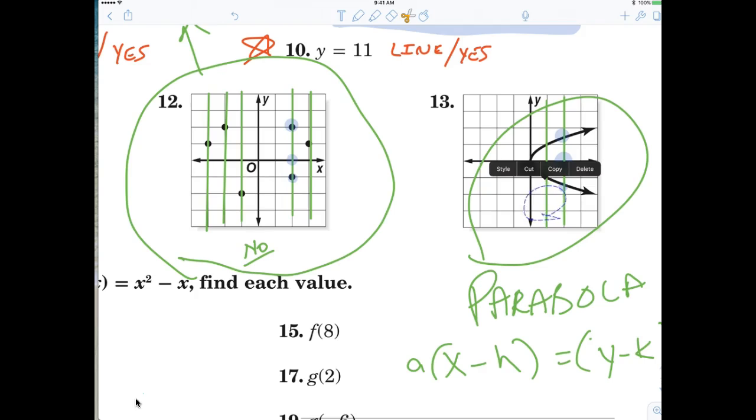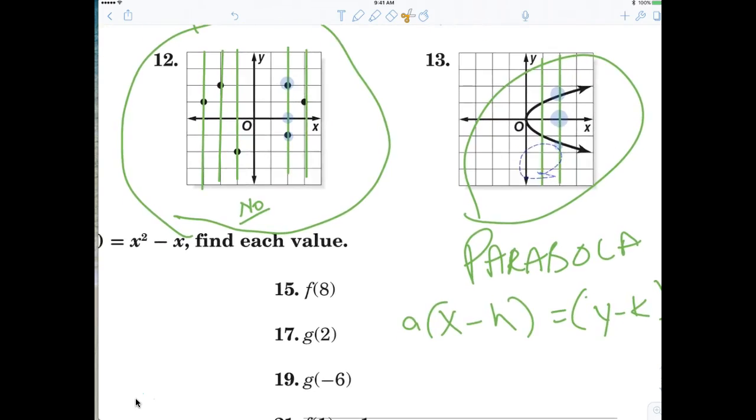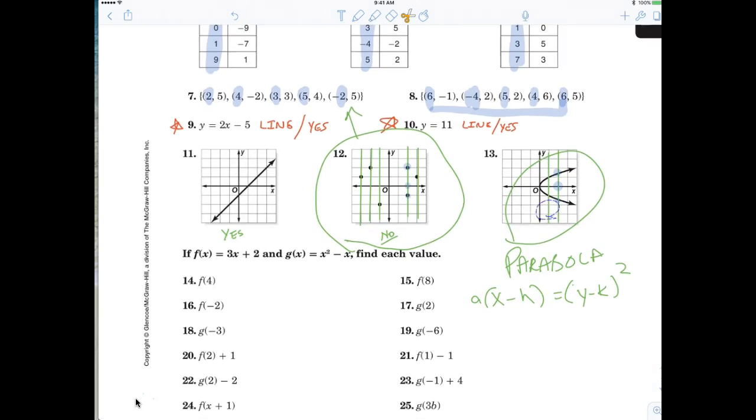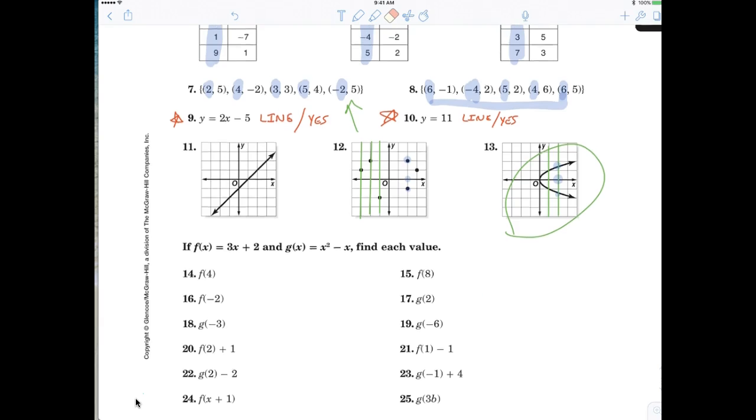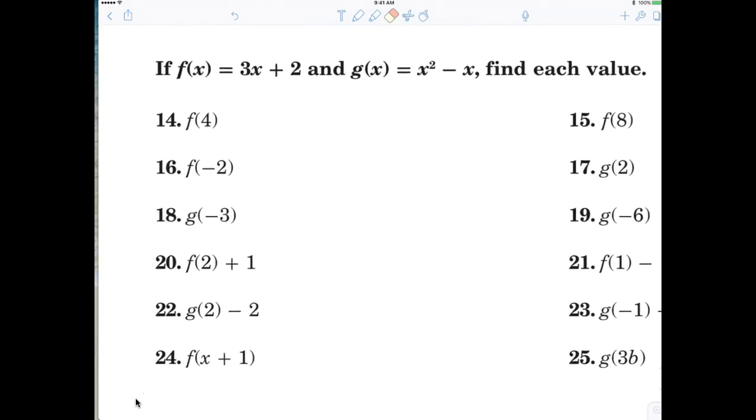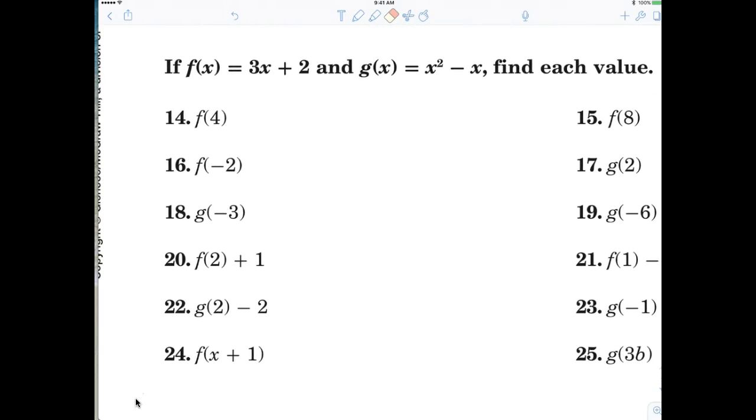Now, the next one is honestly one of the most important lessons you learn all year. It's called functional notation, and it is on every standardized test. The Jesuit entrance exam last year was huge on this. So your entrance exams into private schools want you to understand functional notation.